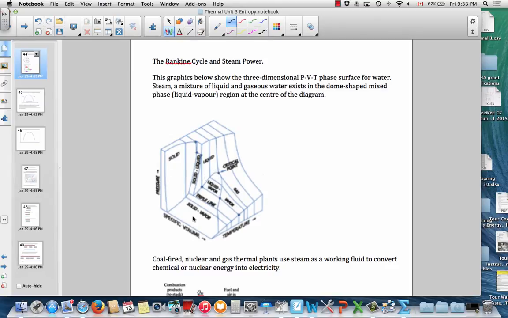And this is the phase surface for water. And the steam power process is going to be happening here on this sort of inverted parabola shaped transition from a liquid to a vapor or a gas. And here's the mixed phase region right here. Okay, so this is where we're going to be operating.